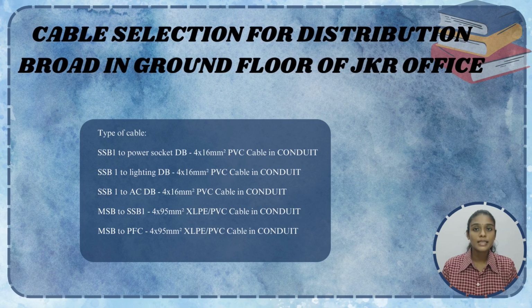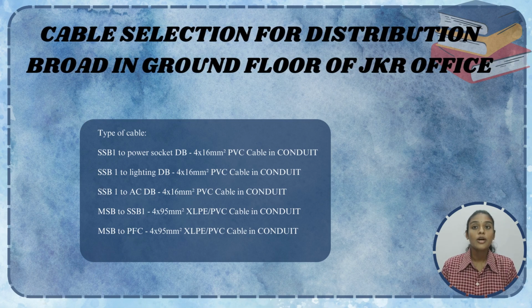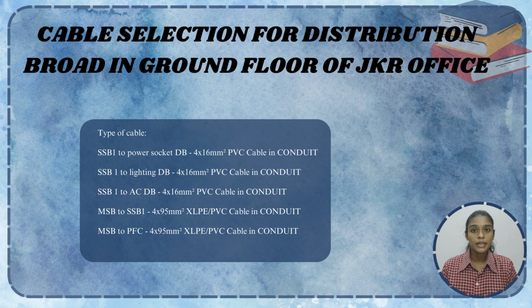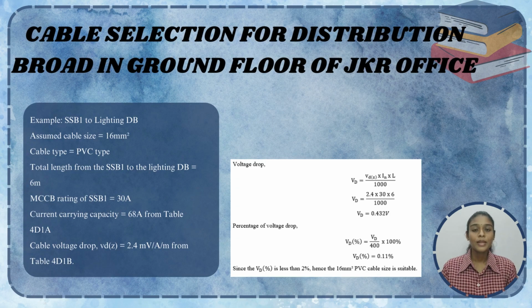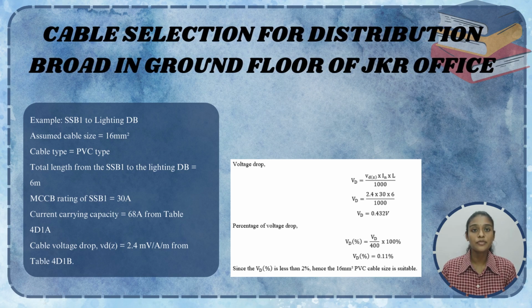In assignment 4, the size and type of cables that can be installed at the ground floor office had been proposed. From SSB1 to power socket DB, SSB1 to lighting DB, SSB1 to aircon DB, the 4x16 mm² PVC cable in conduit had been proposed. From MSB to SSB1 and MSB to PFC, the 4x95 mm² XLPE PVC cable in conduit had been proposed to be installed.